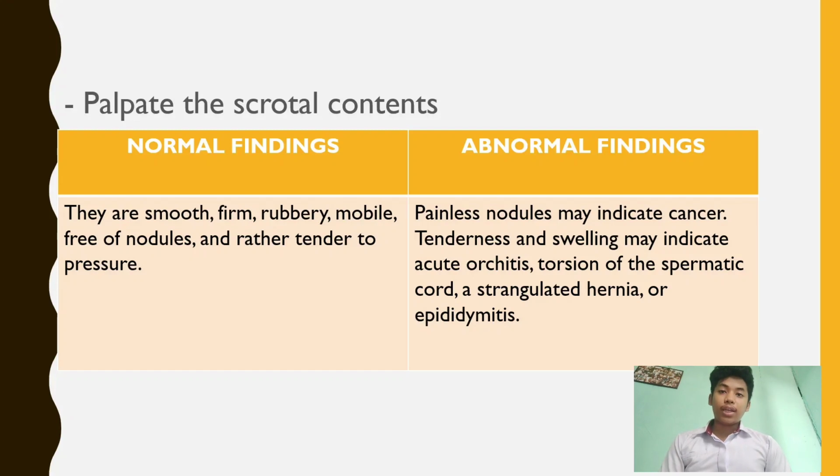For the abnormal findings, absence of a testis suggests cryptorchidism, an undescended testicle. Painless nodules may indicate cancer. Tenderness and swelling may indicate acute orchitis, torsion of the spermatic cord, strangulated hernia, or epididymitis. If the client has epididymitis, passive elevation of the testes may relieve the scrotal pain, known as the Prehn sign.